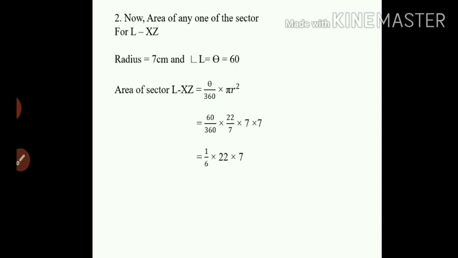Again I can do one thing, I can multiply 22 upon 7 and divide by 6, or I can cancel 6 and 22. So when you multiply 22 into 7 you get 154, divided by 6 will be 25.6666. So you can take it as 25.66 or you can take 25.67. This is the area of one sector.